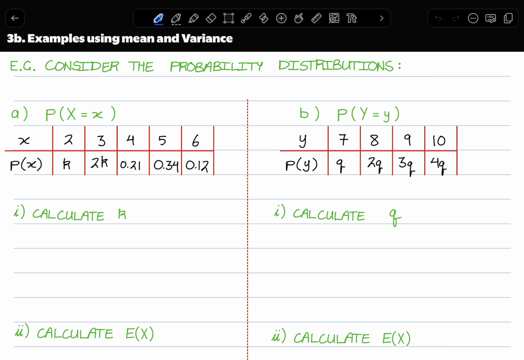Hello class, this is a video tutorial on examples using the mean and variance of discrete probability. So let's go straight into two examples here.